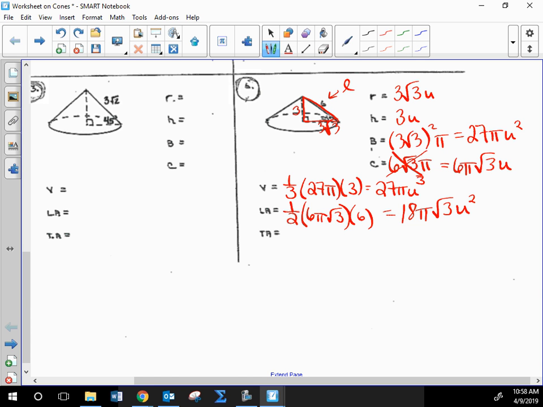What's 1 half times 6? 3 times 6, that's right, 18. Then I still have pi, and I still have 3. Alright, our total surface area, we keep our lateral.